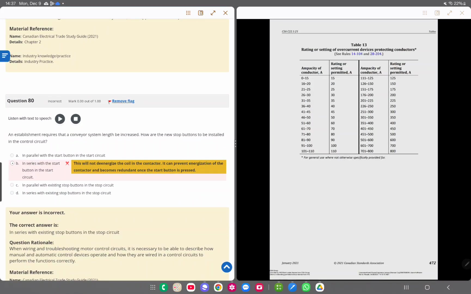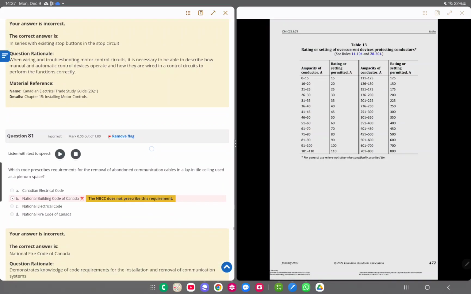An establishment requires that a conveyor system length be increased. How are the new stop buttons to be installed in the control circuit? So the new stop buttons should be in series with the old stop buttons. So our answer is D.